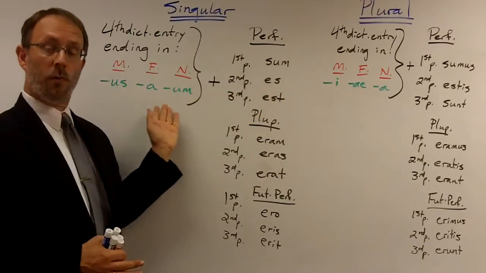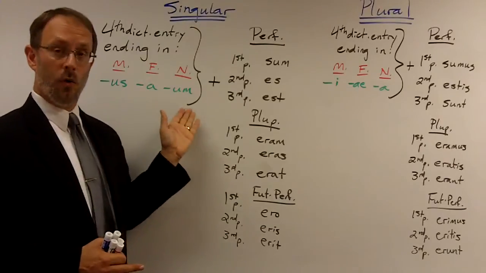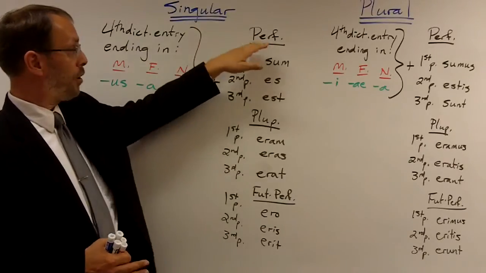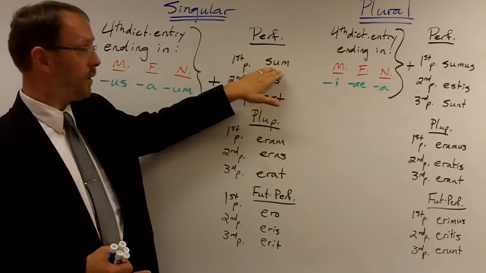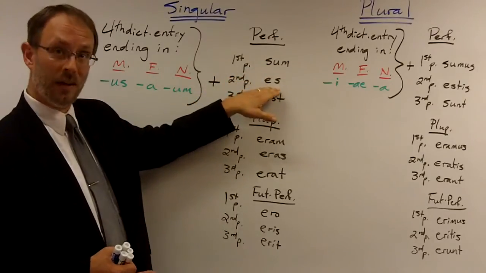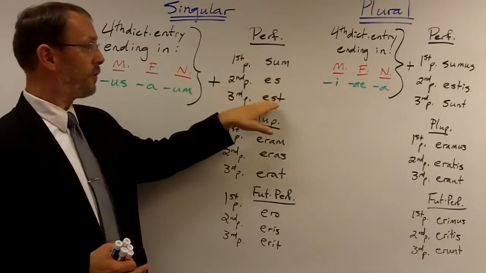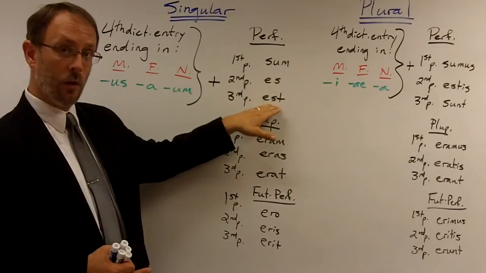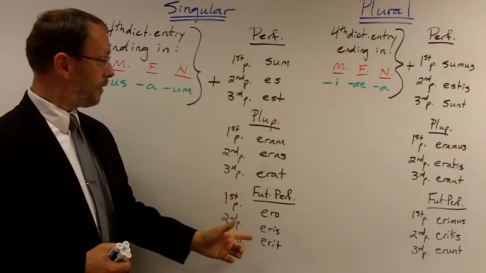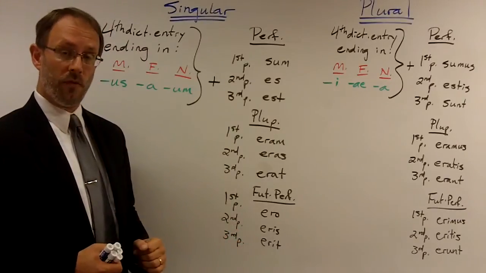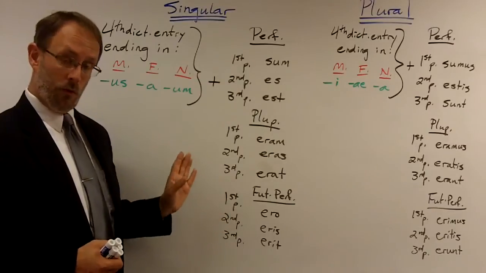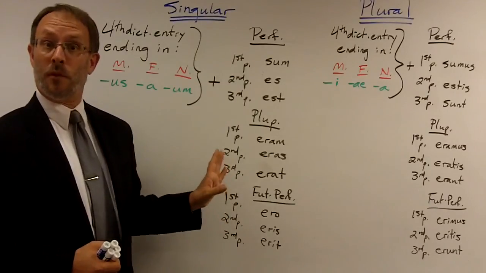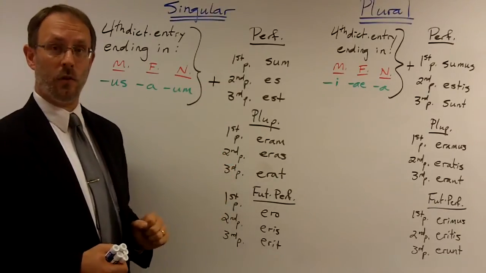So if you've got your fourth part ending in us, a, or um, and you're wanting to do perfect first person singular, you put the word sum next to it. Second person singular, you put es next to it. Third person singular, you would put est next to it. And similarly for the pluperfect and future perfect forms. These are not endings. We don't add them to the fourth part. We simply put them on the same line of writing right next to the fourth part.